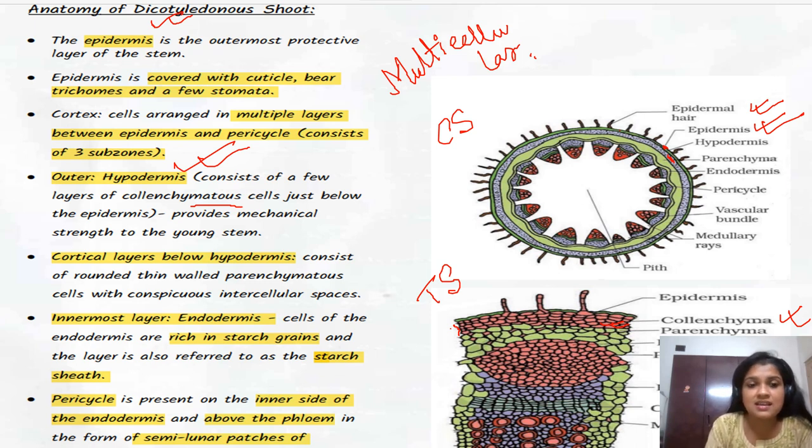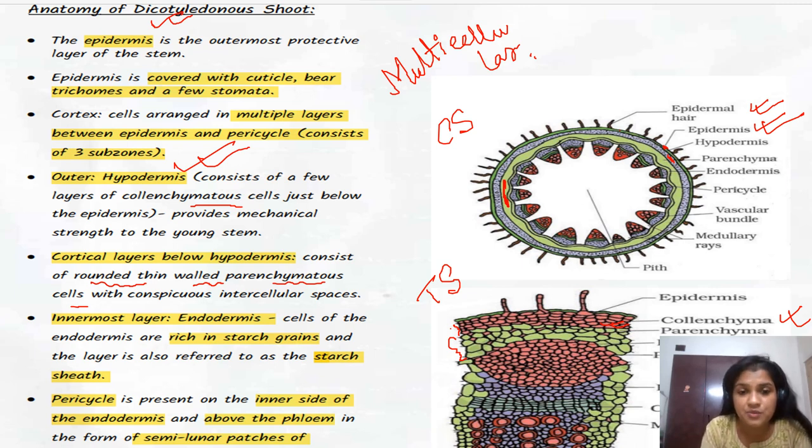Below this consists of rounded, thin-walled parenchymatous cells. It is this one here and this green part here. Okay, this is the second layer of cortex.